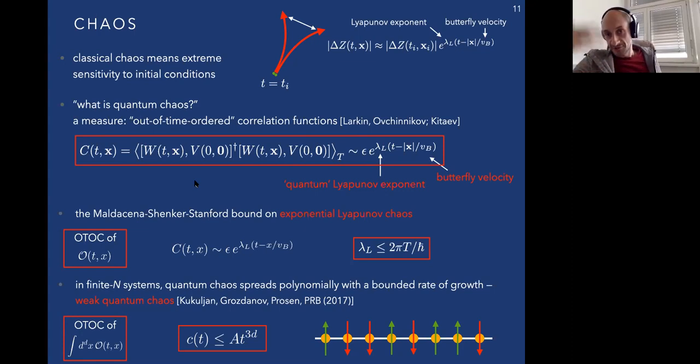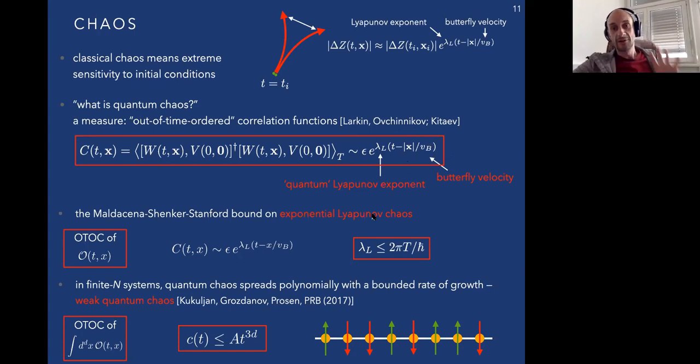So what has transpired in recent years is that one can compute this kind of exponential growth and associate it with quantum chaos by looking at OTOCs, all right? So OTOCs have exponential growth for these large N holographic theories, at least, and one can associate this growth to the quantum Lyapunov exponent lambda L and v_B, the butterfly velocity.